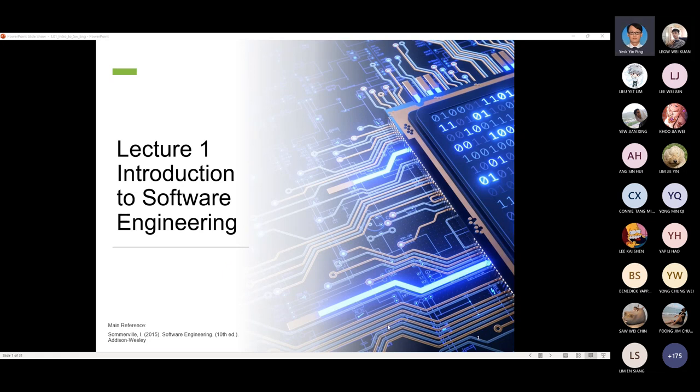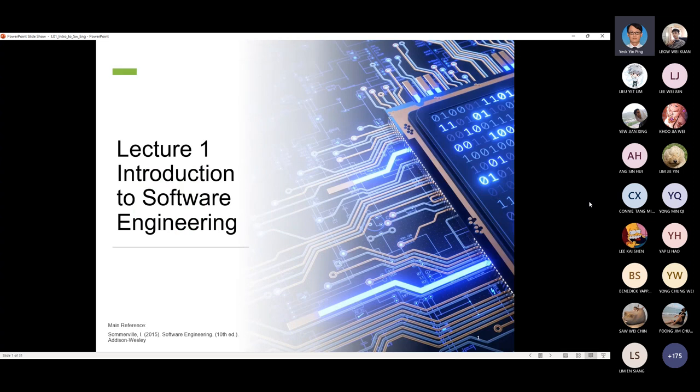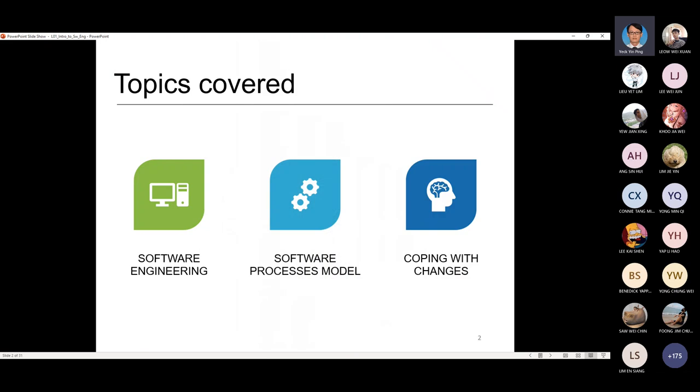Okay, so let's just start with the lecture now. This is a delay already. Lecture one tries to introduce the course overview of software engineering. Topic one will be broken down into three subtopics here: software engineering, then software process model, and then coping with changes.